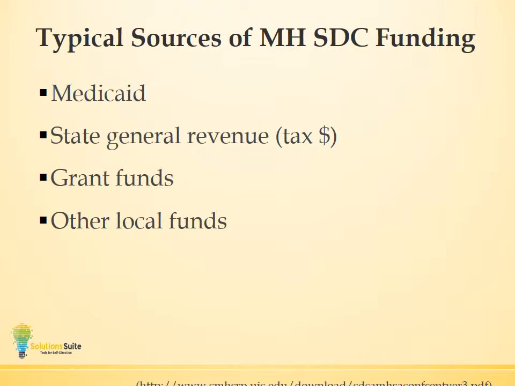You may be wondering what funding sources can be used to pay for mental health self-directed care programs. Usually these programs operate using one or all of the following sources: Medicaid, state general revenue, specialized grants, and other local funds.